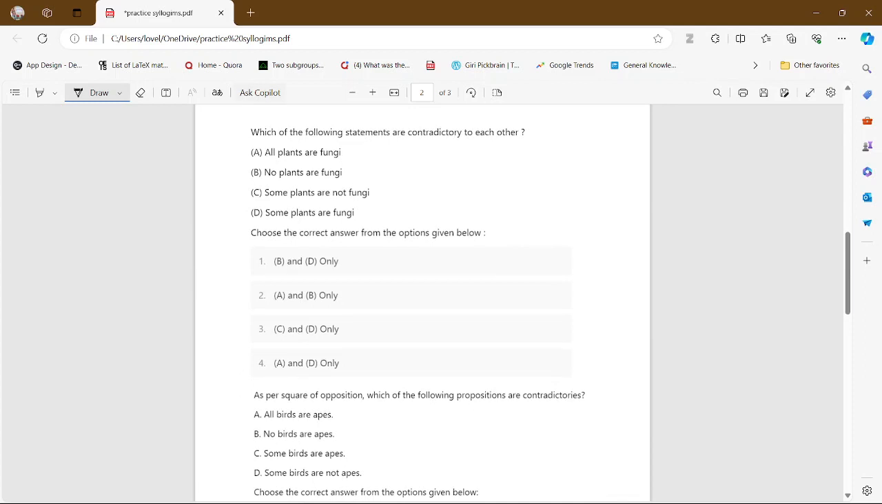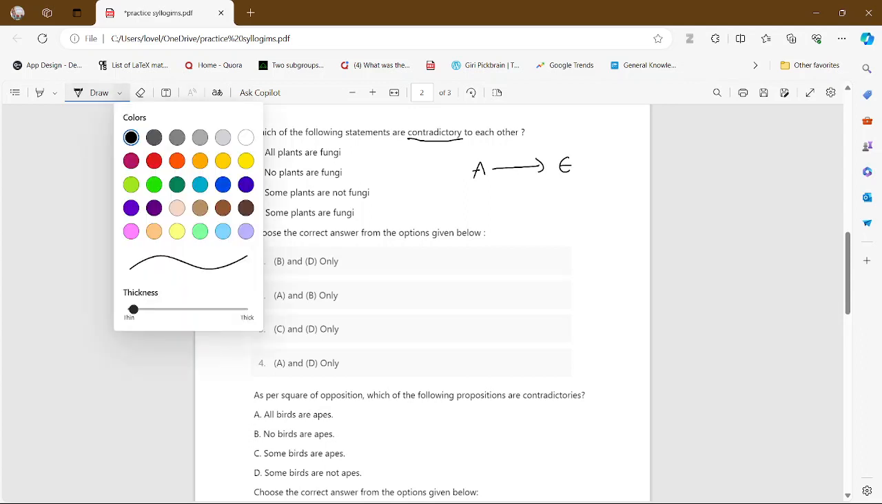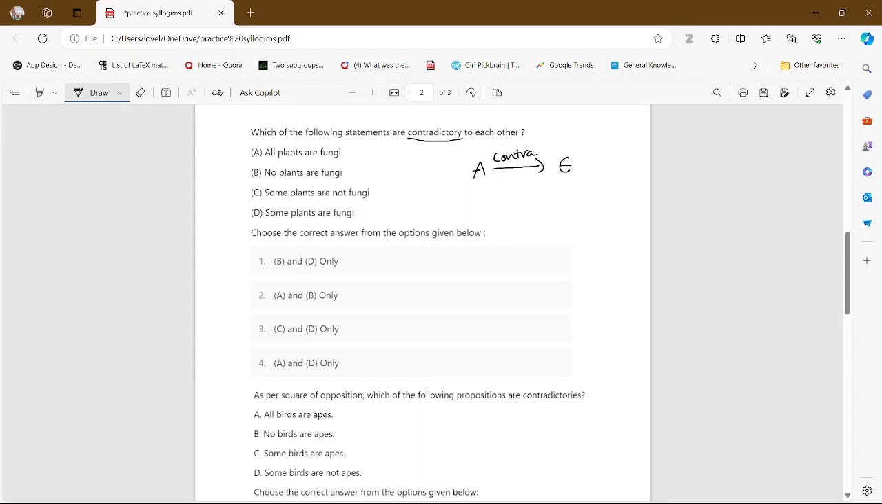First question: which of the following statements are contradictory? Whenever you see contradictory, contrary or subcontrary, you have to remember the square of opposition. A to E is contrary, so A and E are contrary statements to each other. Here we have I and here we have O. This is what we call the square of opposition, and it is very important. A to E is contrary, I to O is subcontrary.